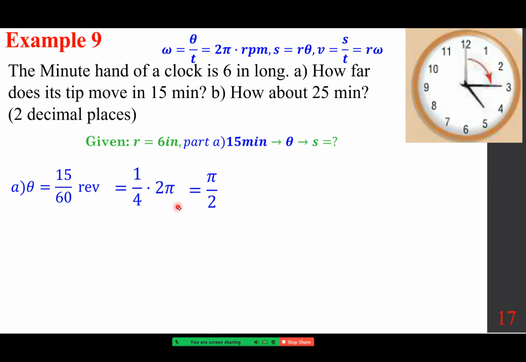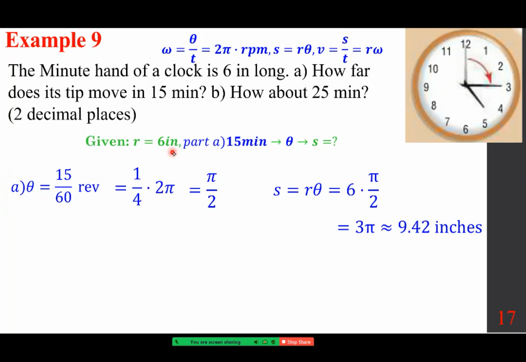And how far does it move? That means calculate S equals R theta. R is 6 inches, theta is pi over 2. So the precise answer is 3 pi. With a bunch of decimals it is 9.42. What units do we use? The units of the radius.